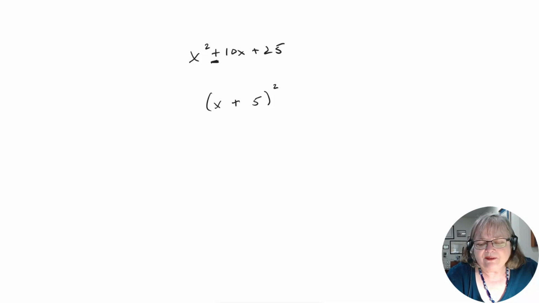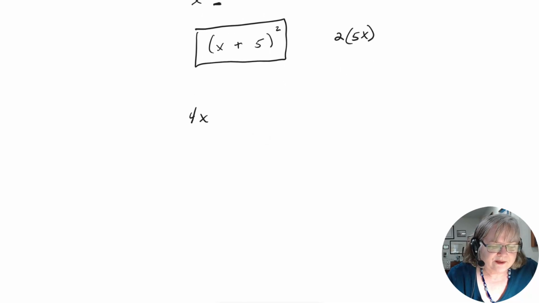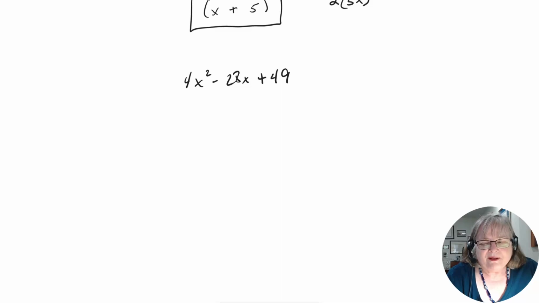x times 5 is 5x. If I double it, does it show up in that middle term? Yes, it does. All right. How about 4x squared minus 28x plus 49? Anything in common? Nope. 4 or 2 won't go into 49, so there's nothing in common.